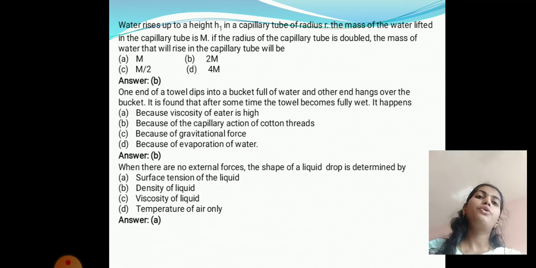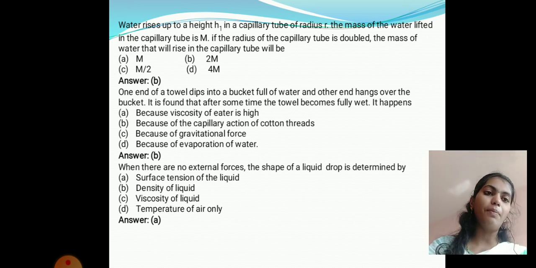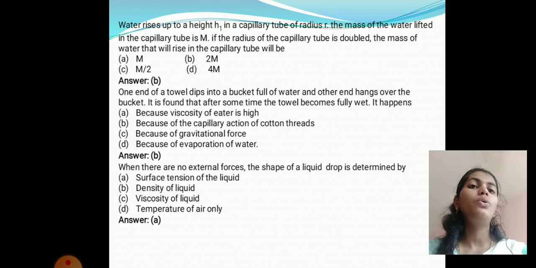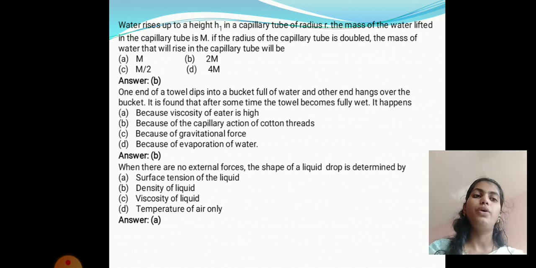Water rises to height h1 in a capillary tube of radius r. The mass of the water raised in the capillary tube is m. If the radius of the capillary tube is doubled, then what will be the mass of water raised in the capillary tube? If the radius is doubled, then the mass is also doubled. The answer is 2m.